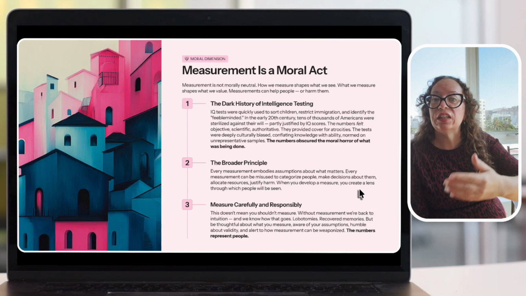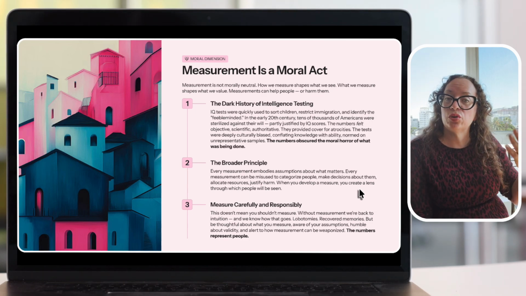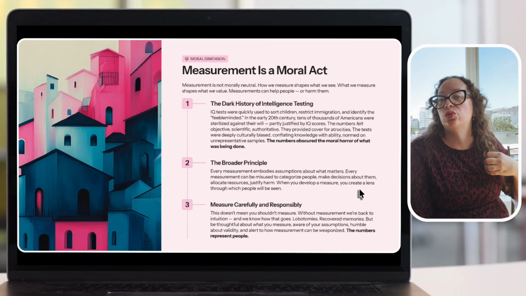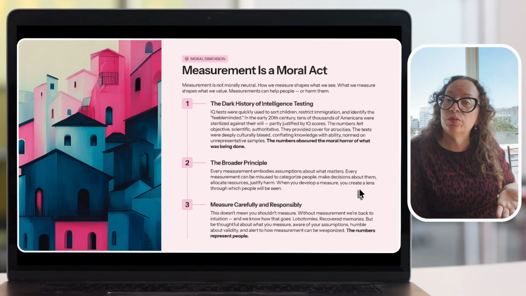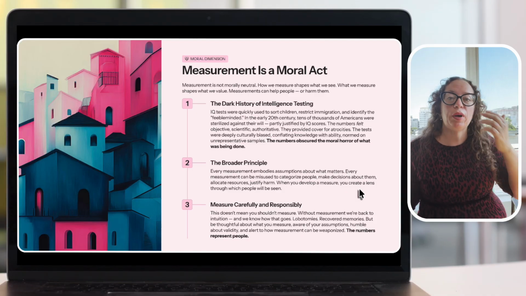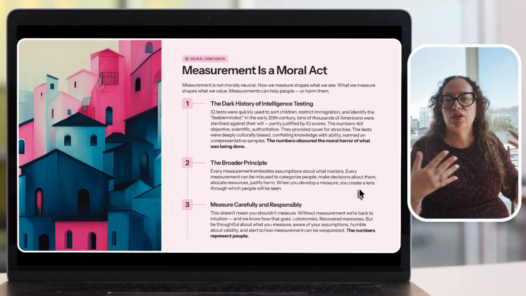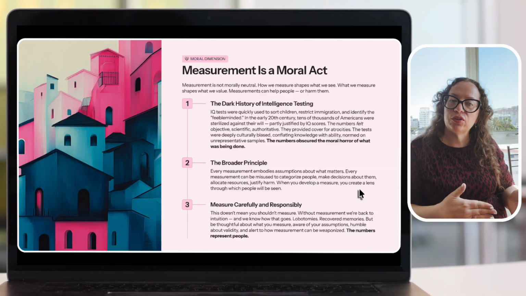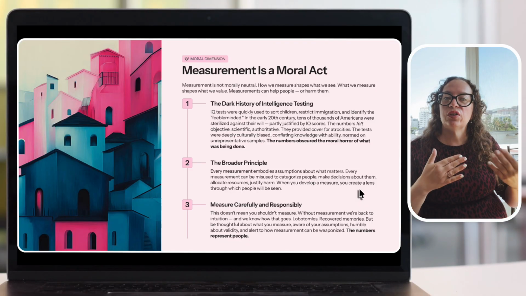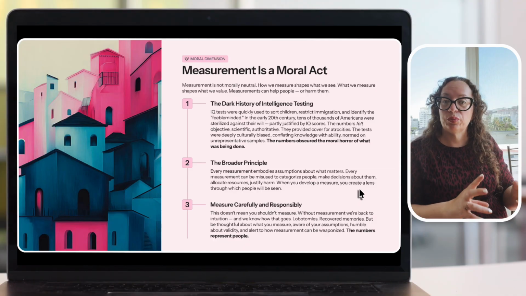Be humble about the validity of your measures, and be alert to the ways measurement can be used to harm people. This doesn't mean you shouldn't measure. Measurement is essential. Without it, we're back to intuition and lying to ourselves, and we know how that goes: lobotomies and everything. But measure carefully, measure responsibly, and never forget that numbers actually represent real people.